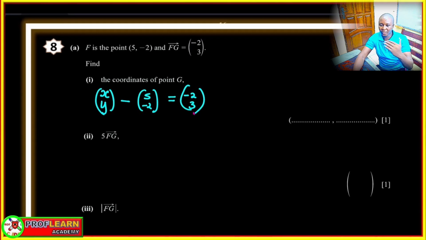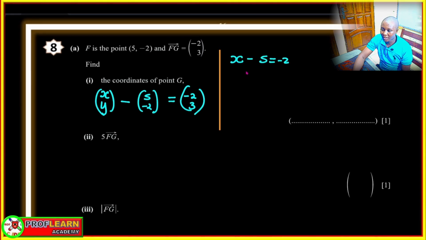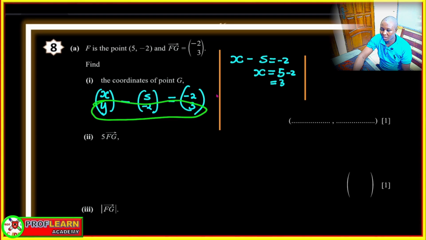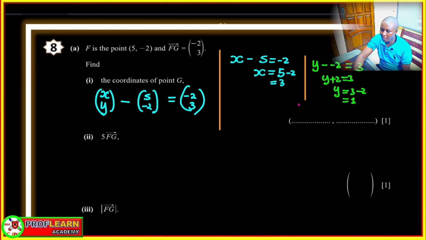We can now use the x component, the top: x minus 5 is equal to -2. We solve for that, and we also go for y minus 2 is equal to 3, and also solve for that. So that is basically how you work out those questions. The most important part is remembering that whenever you are finding FG, you take the coordinate of G minus F, the end minus the starting. So x is going to be 3. Then y minus 2 is equal to 3, and we get the value of y being 1. We can transfer the coordinate here, and then we are done.